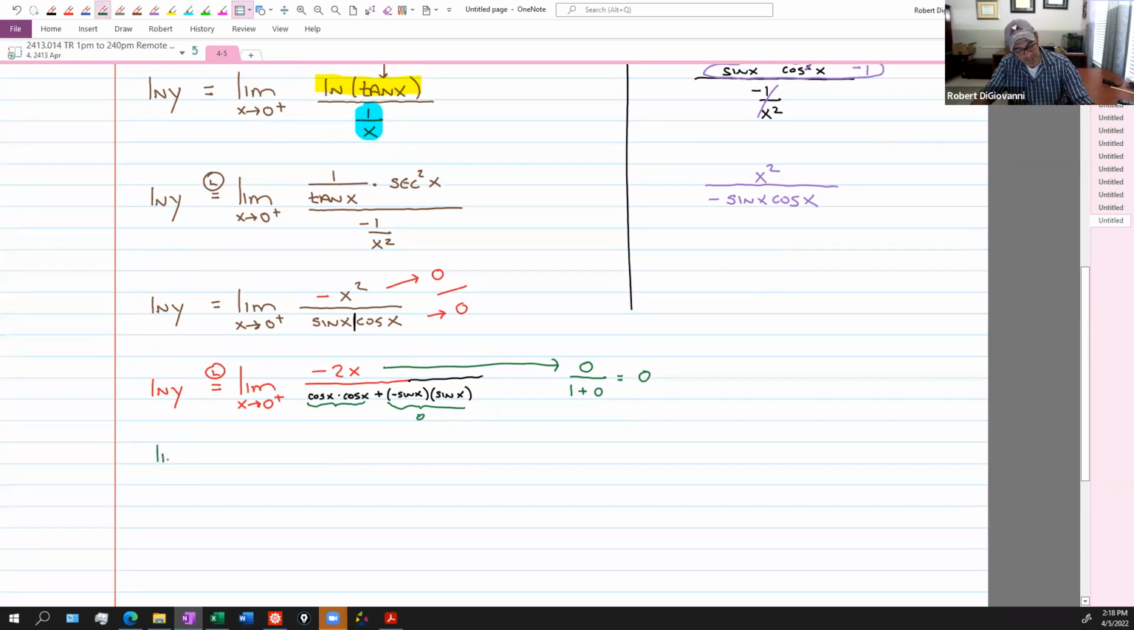So that means I'm there. Natural log of y equals 0. We need y, not natural log of y, right? So I bring in e now. e to the natural log y equals e to the 0. And that means y is equal to 1. Isn't that the same answer we got on the previous problem? So maybe the answer is always 1. No, it's not.